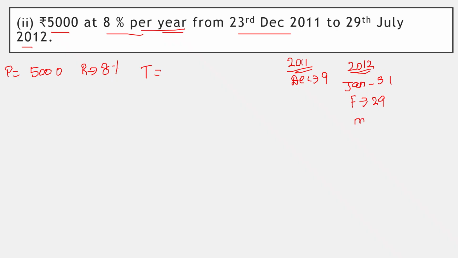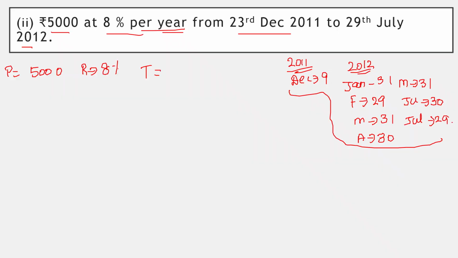And then March we have 31, and then April we have 30, then May we have 31, and then June we have 30, and July, see, in July till 29 days only, so it is 29. So what we have to do for knowing this time period, first we need to add all these number of days. You will be getting 220 days.